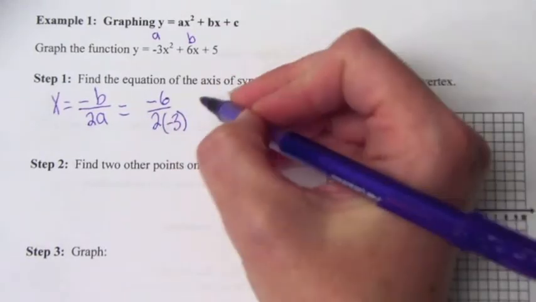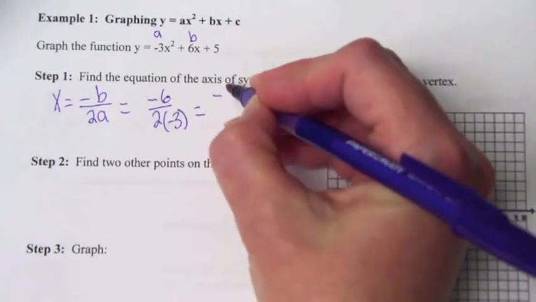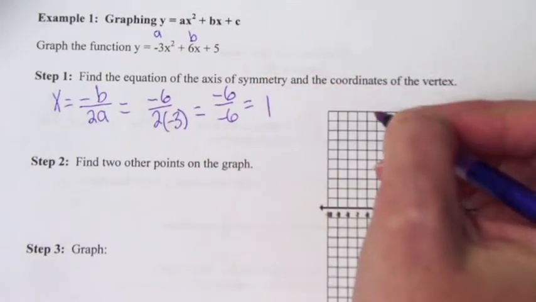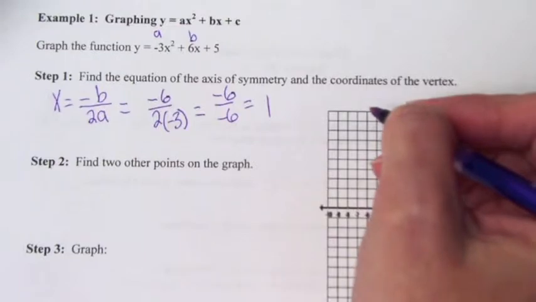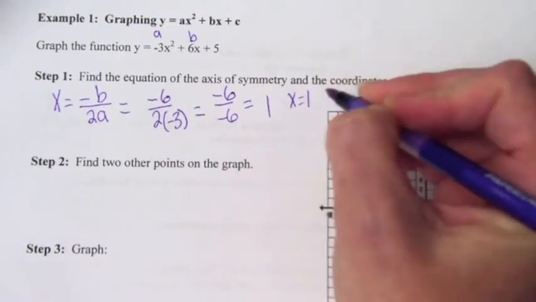So let's simplify this. And I will not make you remember this axis of symmetry equation. Negative 6 over 2 times negative 3. So we get negative 6 on top, and on the bottom we get negative 6. This equals 1. Negative 6 over negative 6 equals 1, right? So our axis of symmetry is x equals 1.